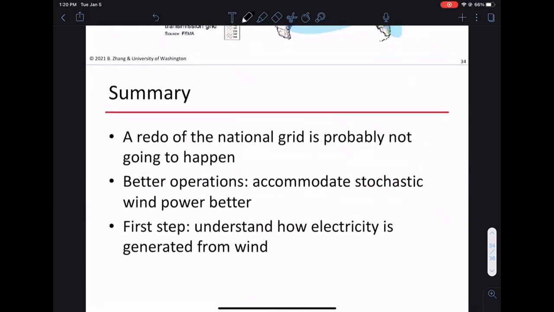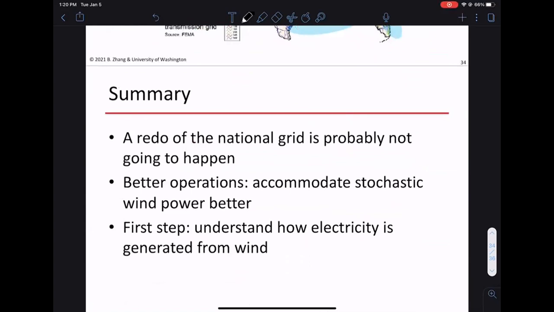The summary is that a redo of the grid is unlikely to happen. We're stuck with the grid we have. Better operations will be needed to accommodate stochasticity. How do we design better turbines, have better algorithms, and bring more storage to mitigate the fact that wind is uncertain?